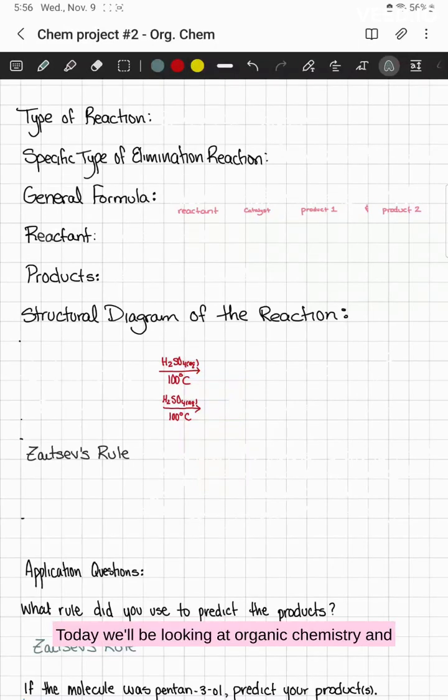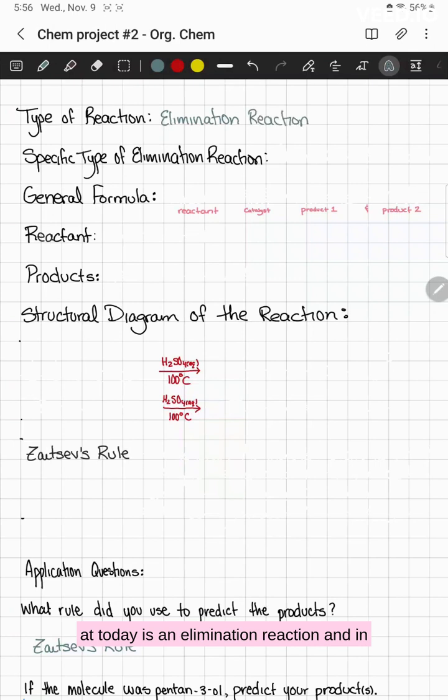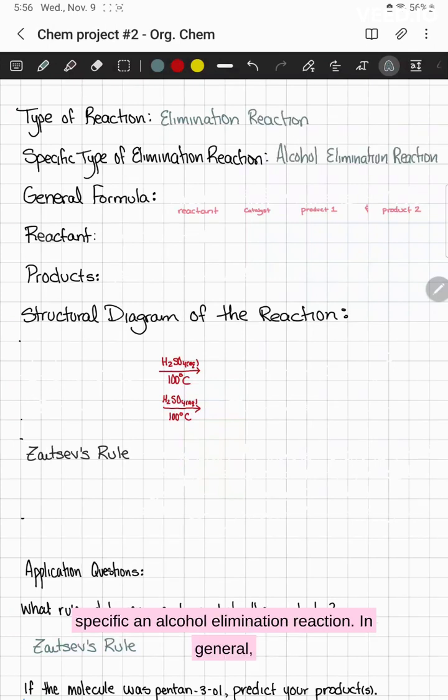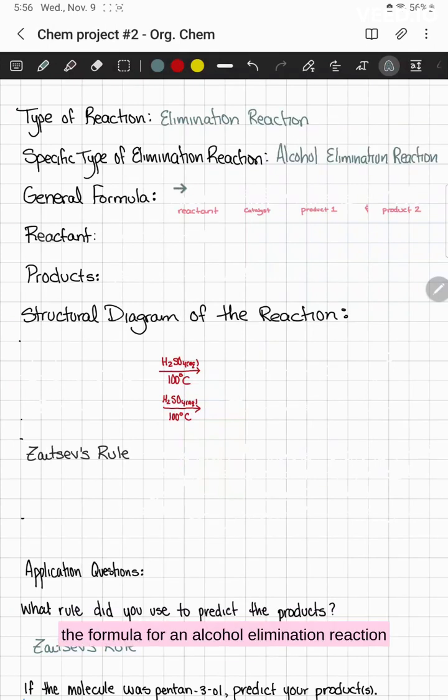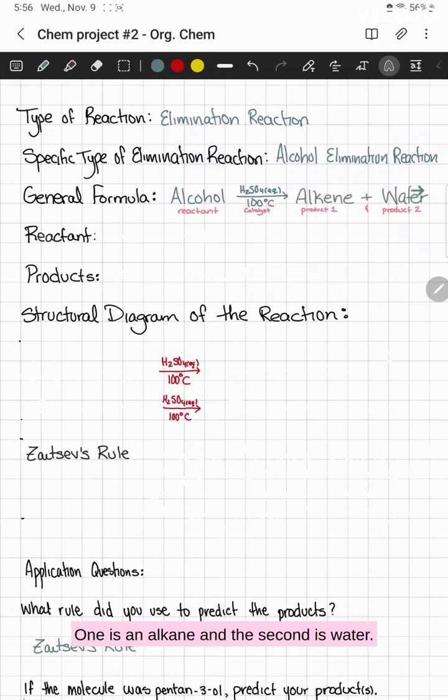Today we'll be looking at organic chemistry and in specific the reactions that occur in it. The type of reaction we'll be looking at today is an elimination reaction, in specific an alcohol elimination reaction. In general, the formula for an alcohol elimination reaction is where the reactant is an alcohol, the catalyst is sulfuric acid at 100 degrees Celsius with two products. One is an alkene and the second is water.